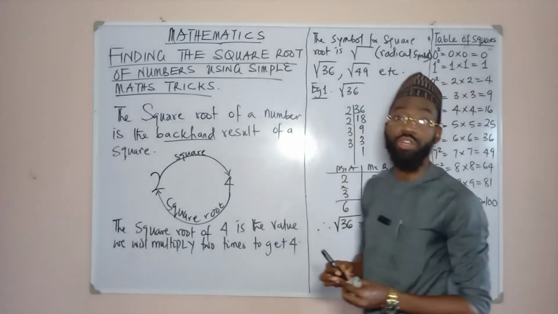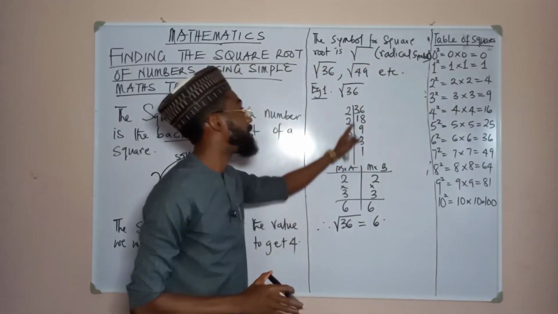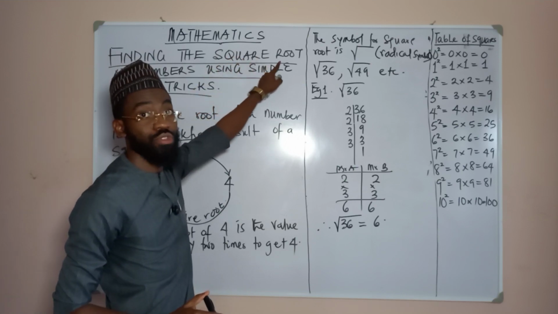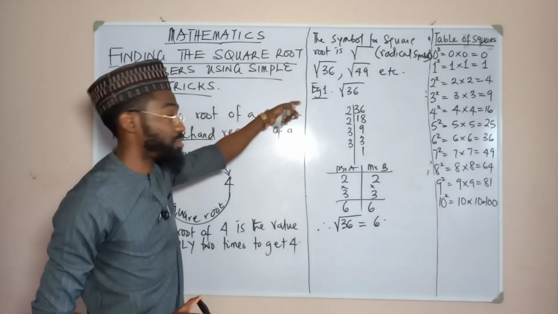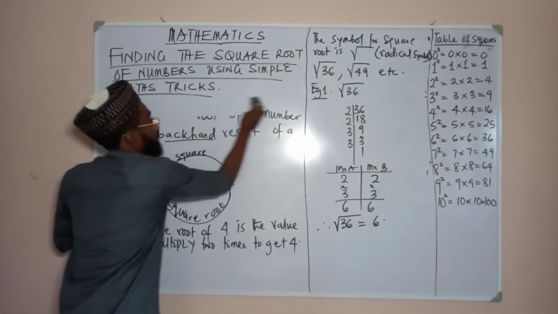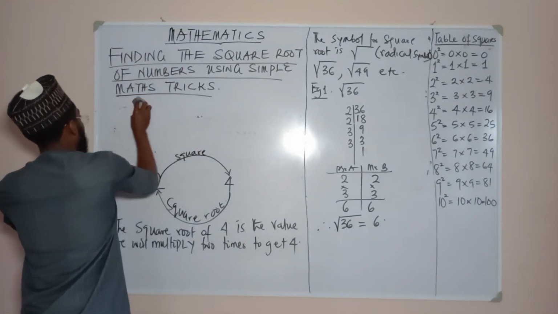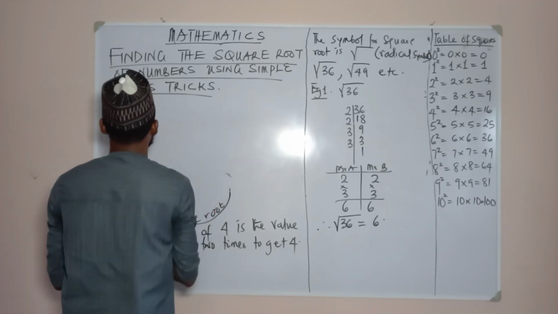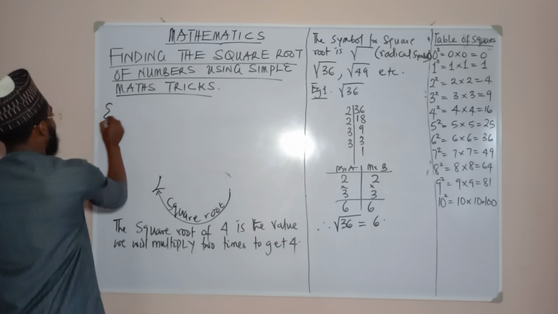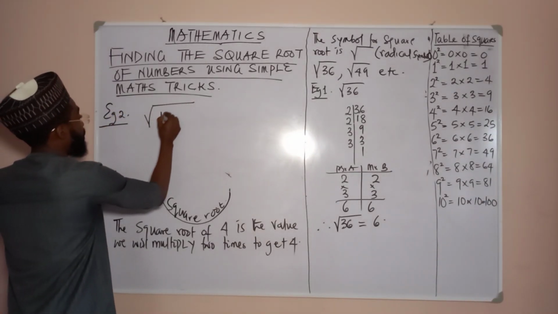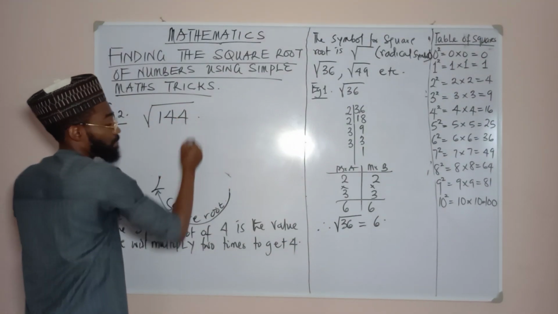But today, we are going to look at a very interesting math trick in obtaining the square root of a number. And I guess you're going to enjoy that trick. So let's get into it and notice how we can work that out using that simple trick. So let's take an example. Example 2, for instance. Find the square root of 144.